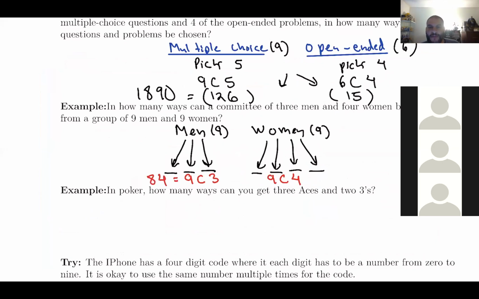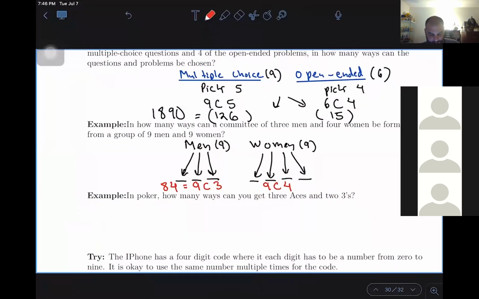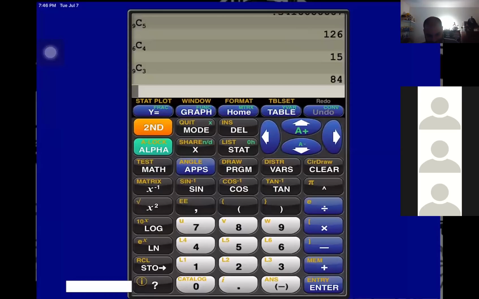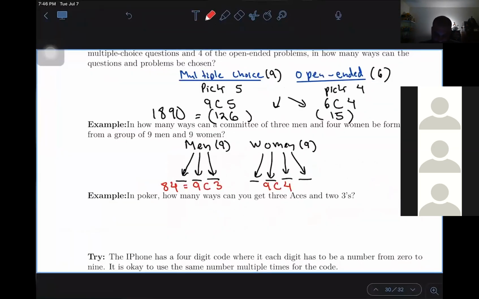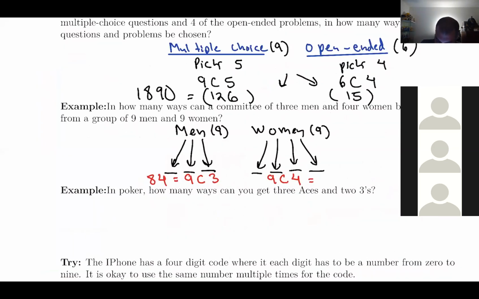I'm going to go back and now do it for the women. If you look at this, I'm going to copy and paste and change this from a 3 to a 4. Let's press enter. I get 126. All right, so that's how many ways I could choose 3 men of the 9, and that's how many ways I could choose 4 women of the 9.